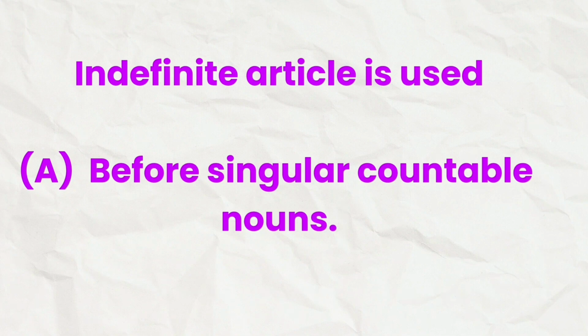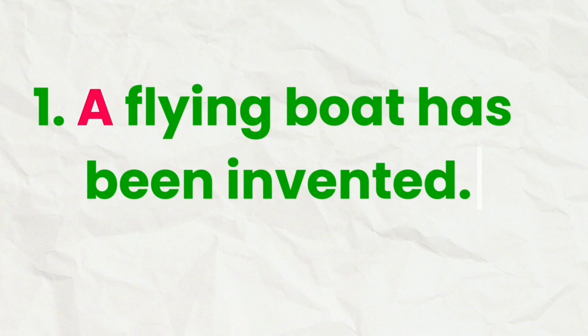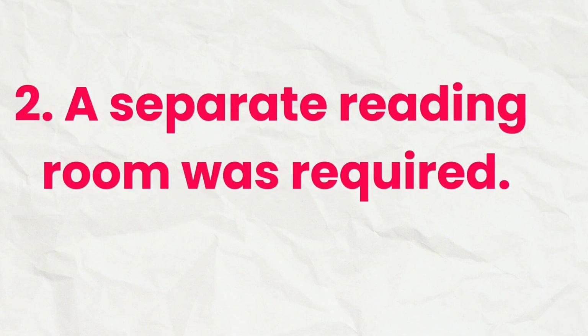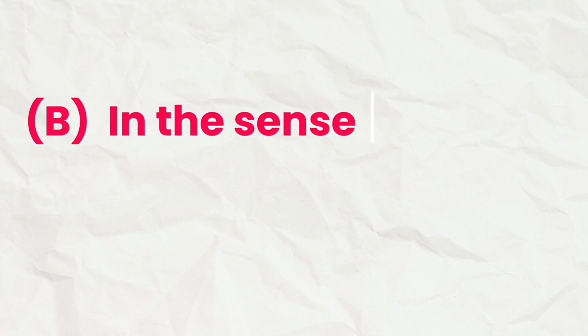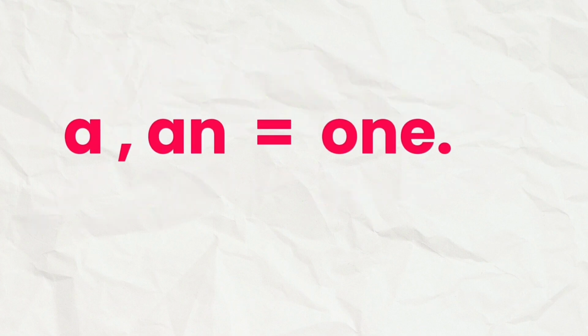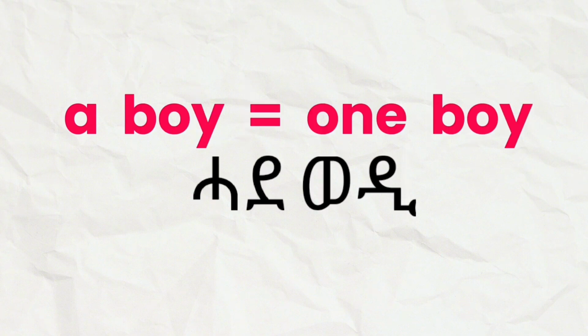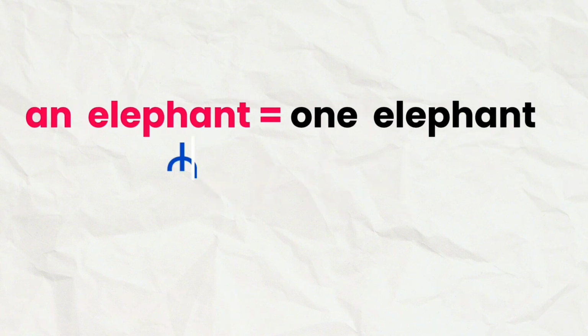Examples: 1. A flying boat has been invented. 2. A separate reading room was required. B) in the sense of one. Therefore, a or an means one. A boy equals one boy. An elephant equals one elephant.